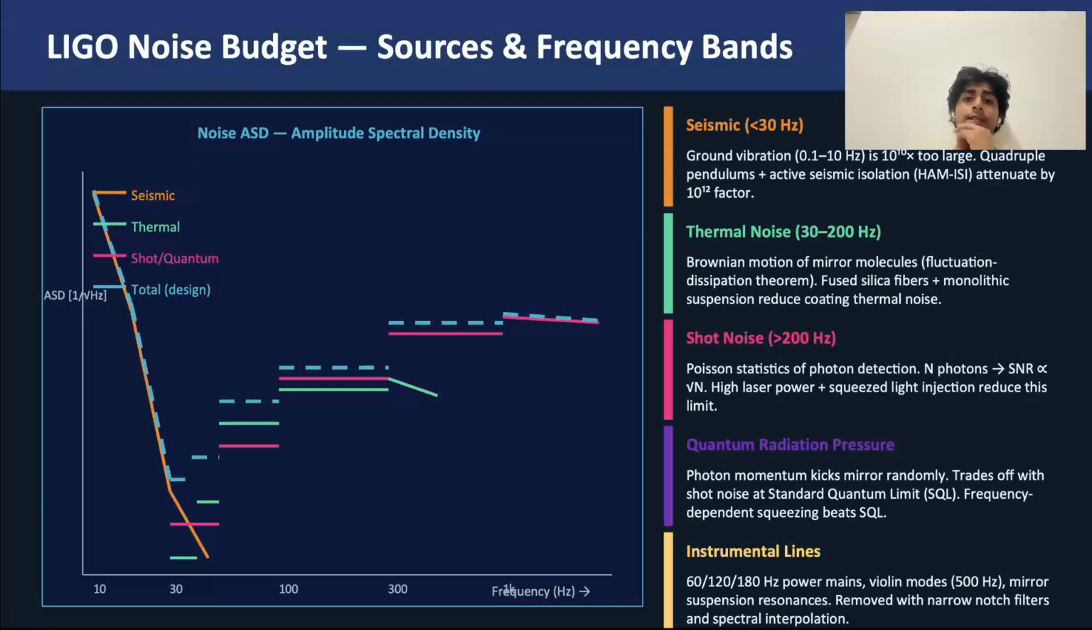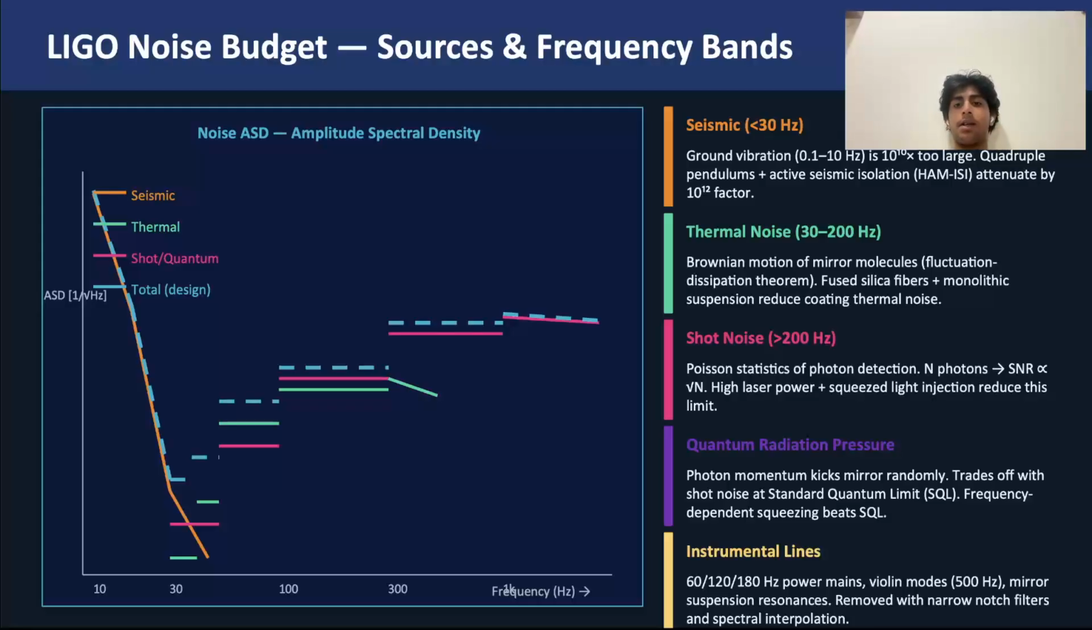So the first is the below 30 Hz seismic noise. At 10 Hz, ground vibrations are 10 billion times larger than the gravitational wave signal. Now, each pendulum stage acts as a mechanical low pass filter. Four cascaded stages multiply the attenuations, giving suppression scaling as the fourth power of frequency. Combined with the active HAM ISI platform, 12 orders of magnitude total suppression are achieved, and this is barely enough.